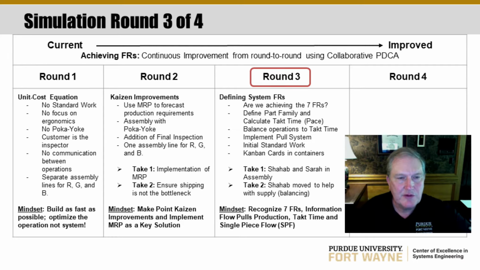We'll look at the importance of implementing standard work, which we're calling white sheet standard work, which is the fundamental or foundational standard work process to define normal in our simulation. And then we're adding Kanban cards to the containers for the pull system. In take 1, Shahab and Sarah again are operating assembly, and then we'll look at why in take 2 that Shahab was moved to supply.